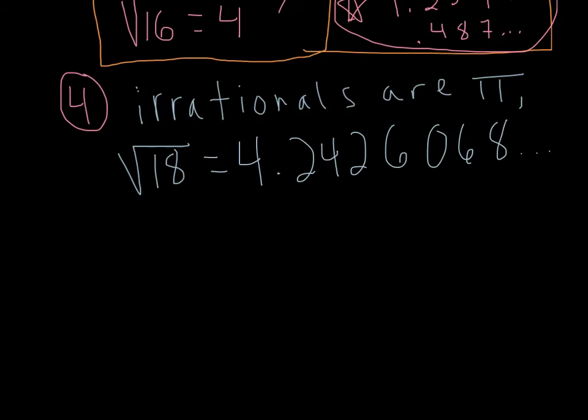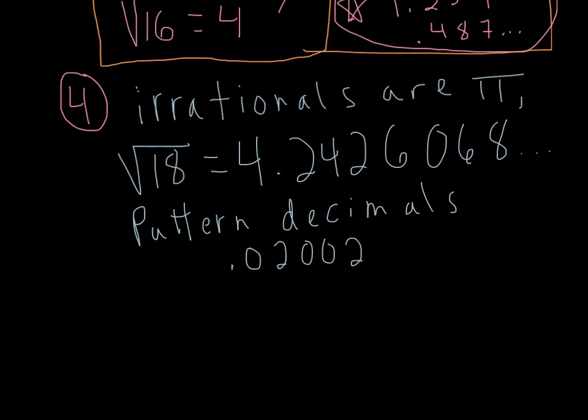And the third type is your pattern decimals. A pattern decimal, of course, like 0.02002, and 3 zeros, 2, and it just keeps growing. So what you want to do when you're trying to figure out if something's rational or irrational, check these 3 things. Is it pi? Is it a pattern decimal? Sorry. Is it square root of something that's not a perfect square, or a pattern decimal?